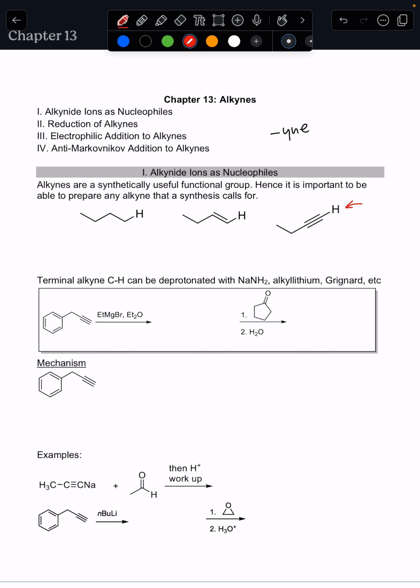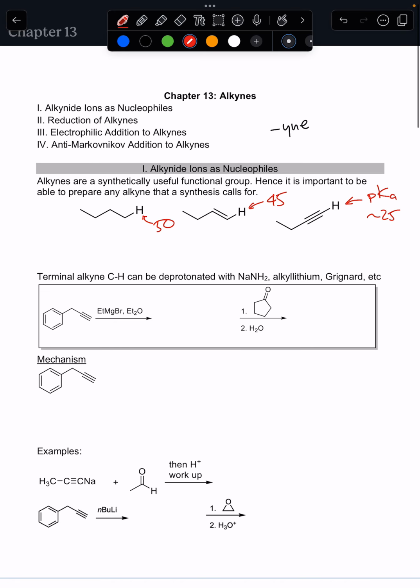For instance, if you look at the pKa of this, it's around 25. Now, maybe that's not super surprising, but if you compare the pKa for an alkane, a regular sp3 proton, this is around 50. Alkene is a little bit lower, 45, and alkyne is 25. That's an order of 25 magnitudes different, which is in the same order as Avogadro's number. So it's a humongously different acidity compared to regular alkanes.